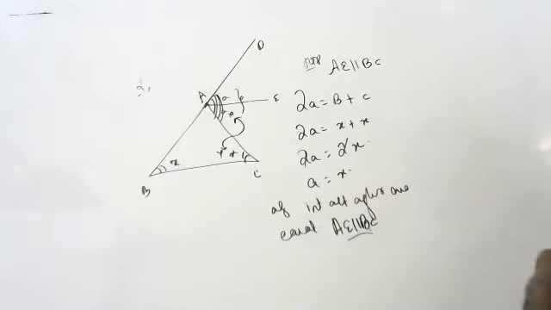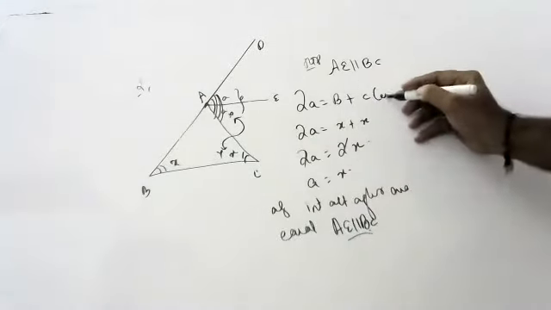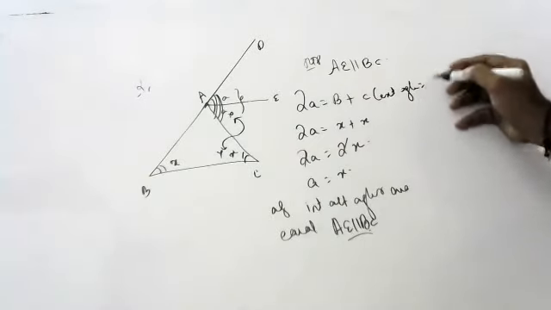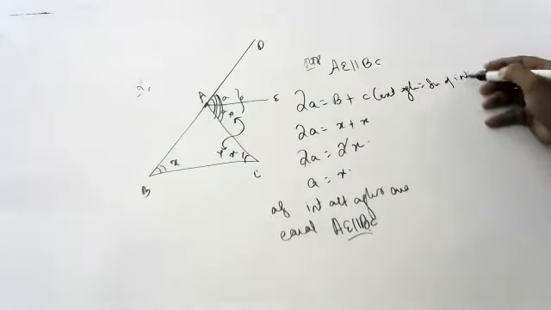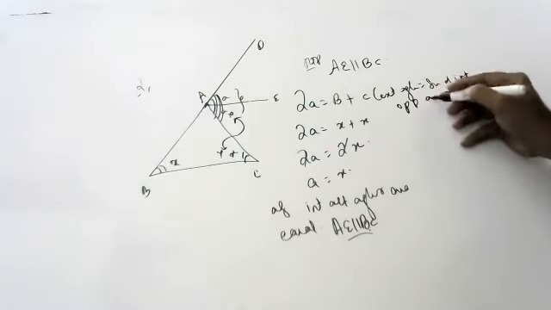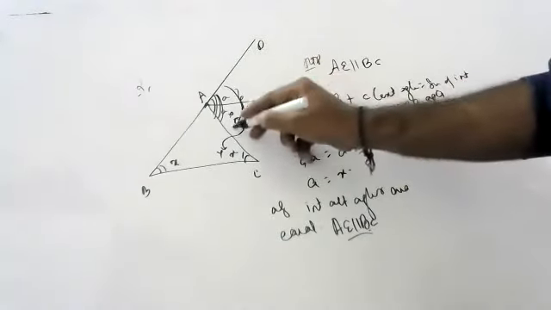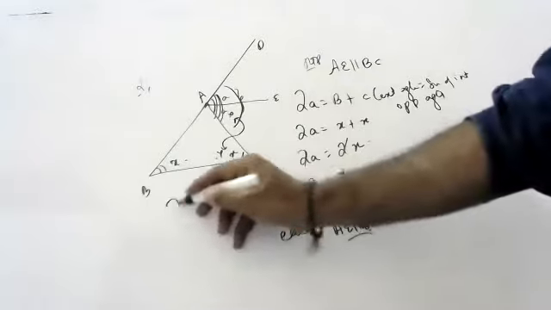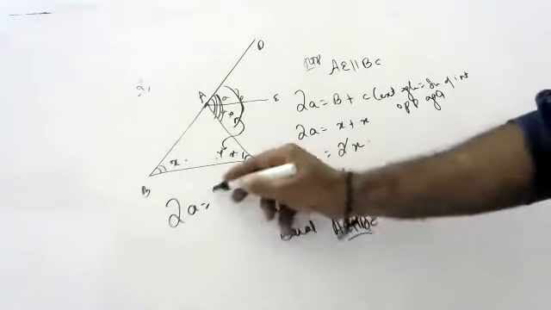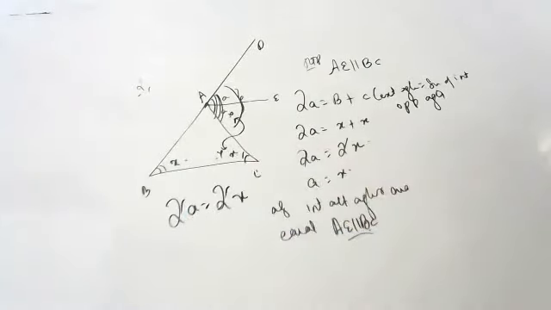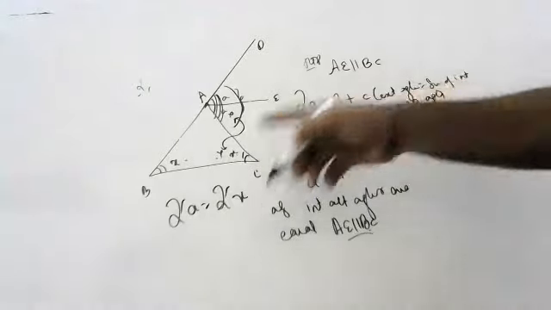Pravanika, you understood? Yes. Exterior angle is equal to the sum of interior opposite angles. This is the exterior angle, and it is equal to this plus this. 2A is equal to x plus x, 2x, and I cancelled the 2. Like this we should do. Exterior angle is equal to the sum of interior opposite angles.